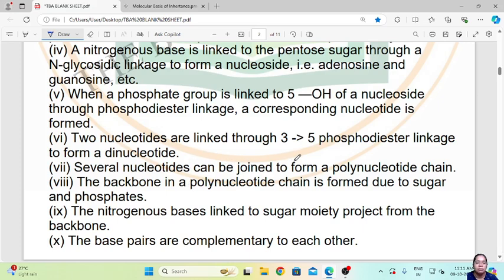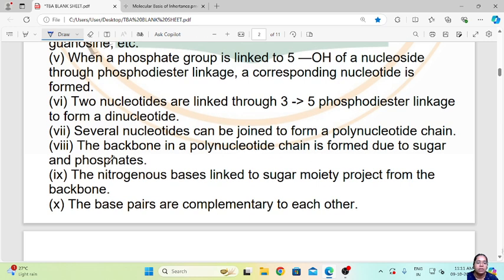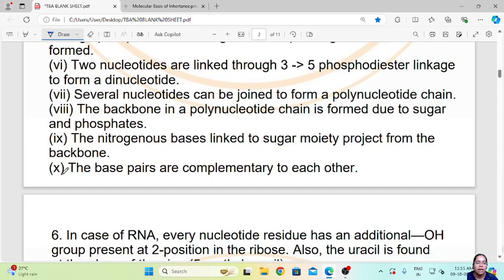Several nucleotides can be joined to form a polynucleotide chain, and the backbone of the polynucleotide chain is formed due to sugar and phosphate. The nitrogenous bases linked to the sugar project out from the backbone and the base pairs are complementary to each other.